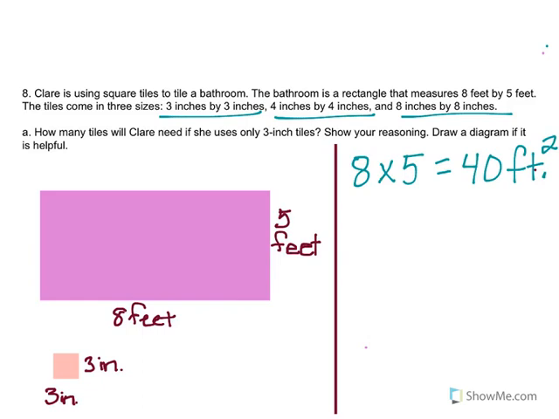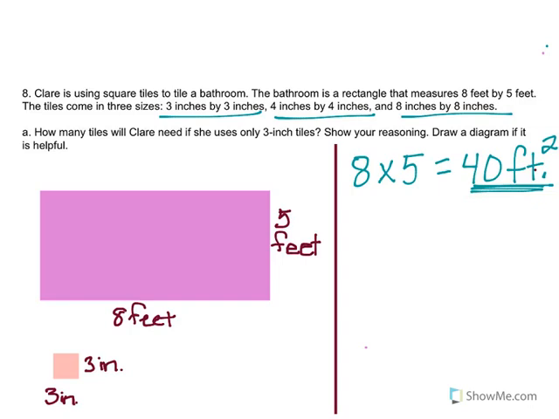What is the problem with that? Delaney? The tiles come in inches and not feet. Right. So I actually need to figure out my area in inches. Now, a couple of you guys tried to take 40 and multiply it by 12. The problem with that is this is 40 square feet, and if we're multiplying it by 12 inches, I'm not going to find 12 square inches.